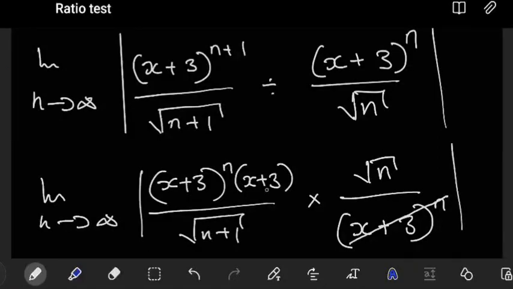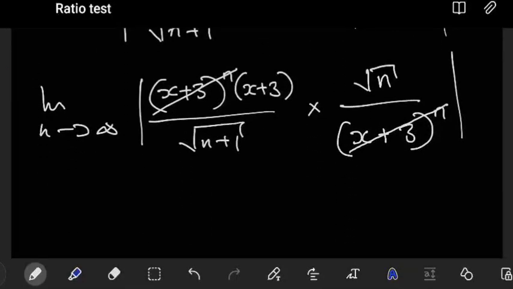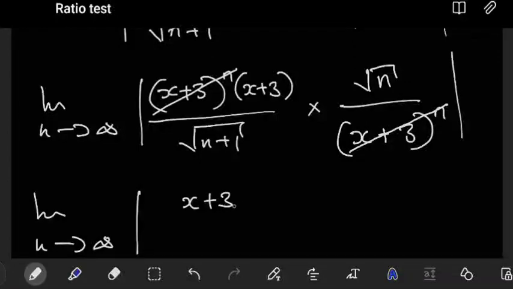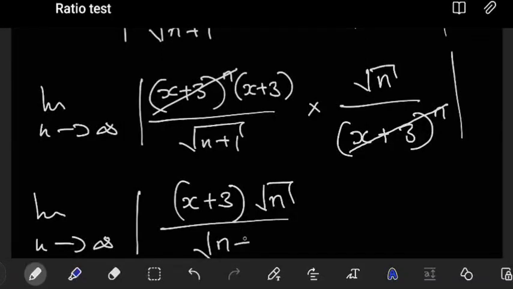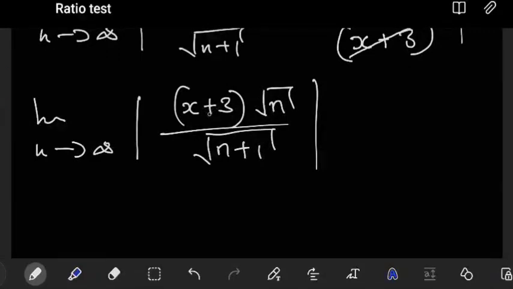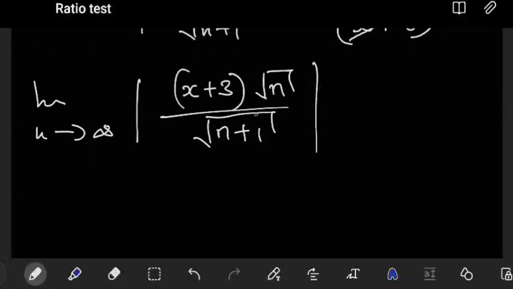You have to see that this again will cancel with that, so that now we have the limit as n approaches infinity. The modulus of this is going to be x plus 3. And then we have that root n here, divided by root n plus 1. The x plus 3 here will not be affected by the limit because it doesn't have an n term there. So it's literally just a constant. So I can remove it from that, so you have x plus 3 coming out.